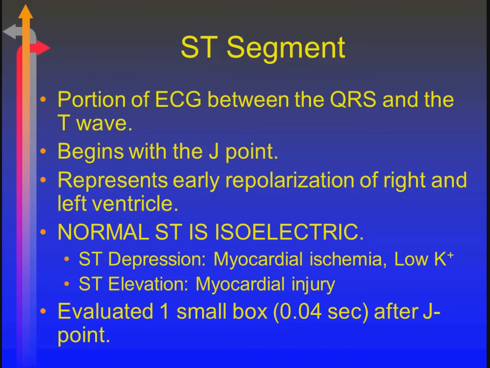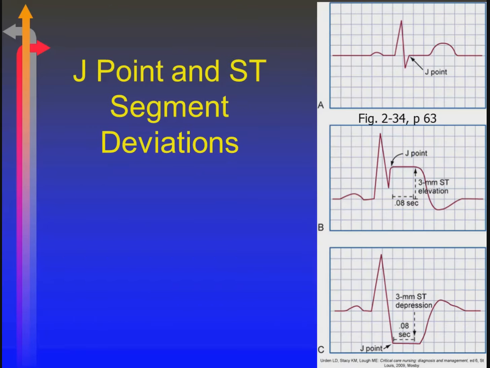I need to go one small box after the J point to evaluate this. So here's my J point, the end of the QRS complex. Go one box over and evaluate: is this at an isoelectric line? Is it the same as between beats? Or in this case, you can see that it's elevated. Or in this case, you can see that it's depressed. So find the J point, go one box to the right, and see where the ST segment is in relation to the isoelectric line. Can everybody see that? It's pretty straightforward.